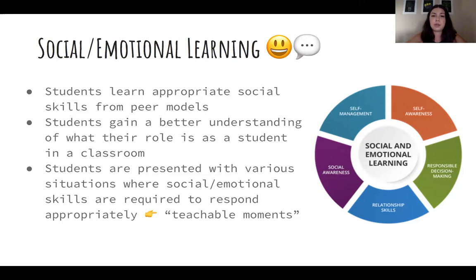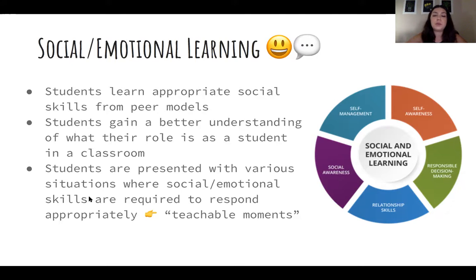Secondly, students gain a better understanding of what their role is as a student in a classroom. I think it's pretty clear that the general education classroom and a special education classroom look very different, and so the role of a student changes. So I think it's important to focus on the fact that students can learn from their peers how to be a student and the role that they carry.